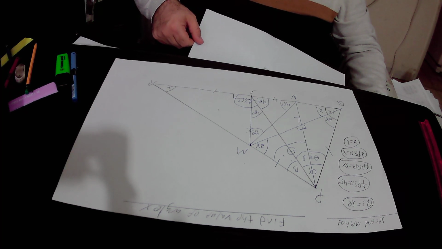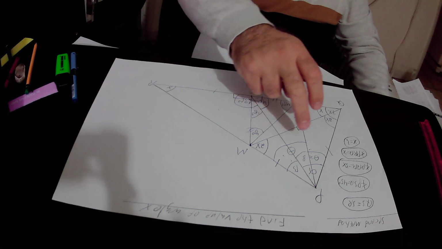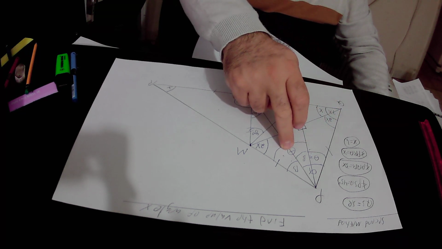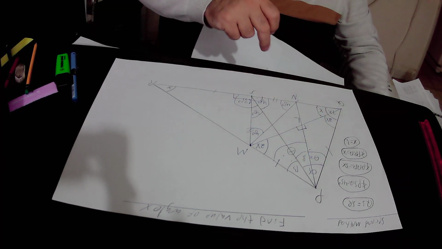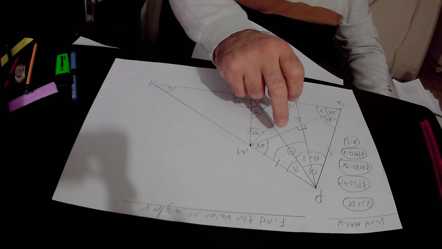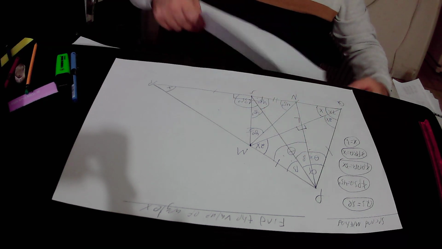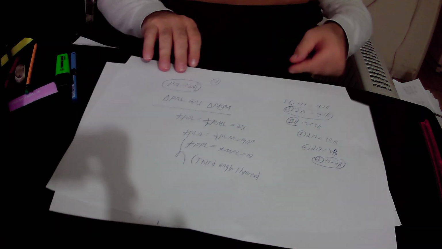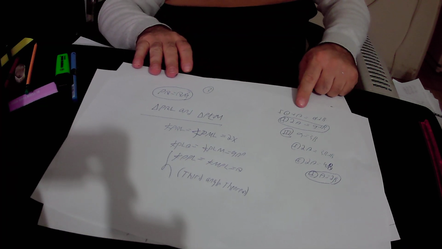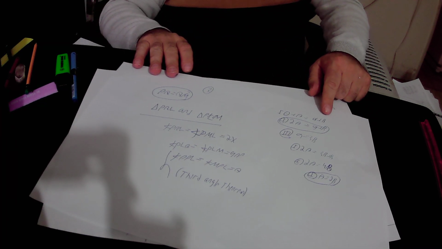And from the drawing you can see that theta plus theta equals alpha plus beta. Again, theta plus theta equals alpha plus beta. That is to say, 2 theta equals alpha plus beta.